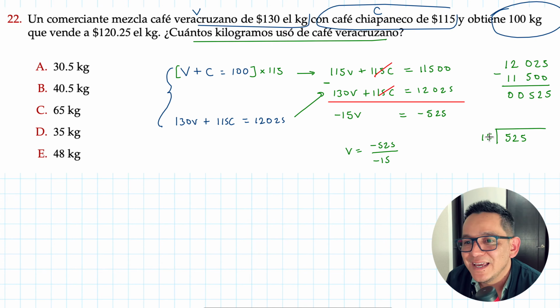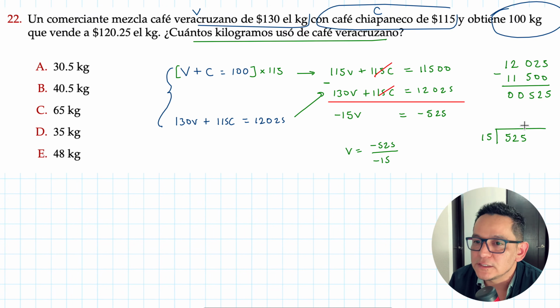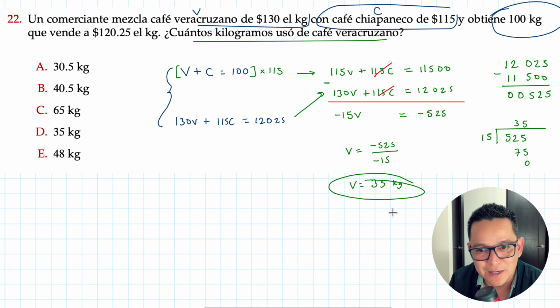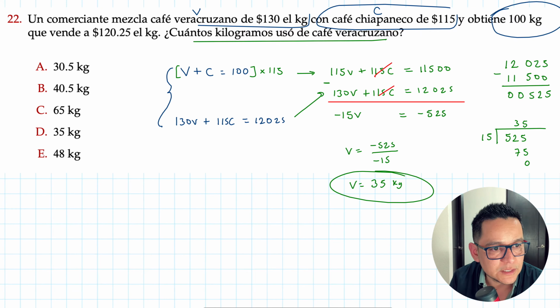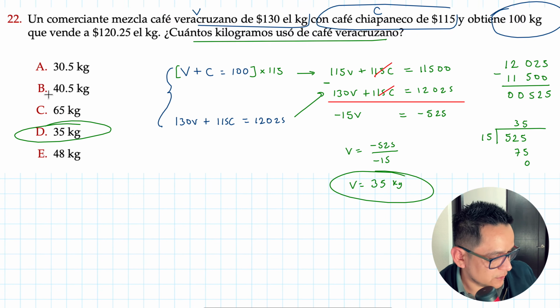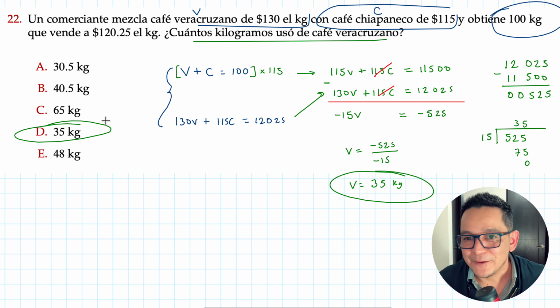We'll check how many times 15 fits into 52. 3 times 15 is 45, and from 52, that's 7. And we bring down the 5. 15 goes into 75 5 times, right? Yes. 5 times 15 is 75. So I'm getting that the kilograms of Veracruz coffee are 35, right? That comes from doing this division, and that's it. 35 kilograms. There it is. So, the correct answer is yes. Let's check exercise 22. Yes, that's perfect.